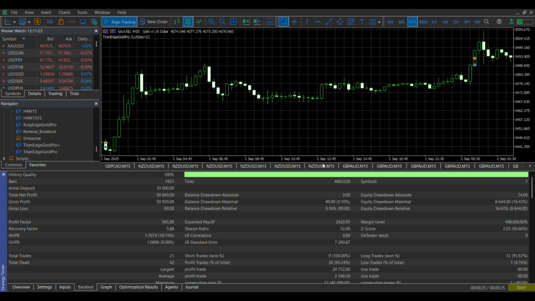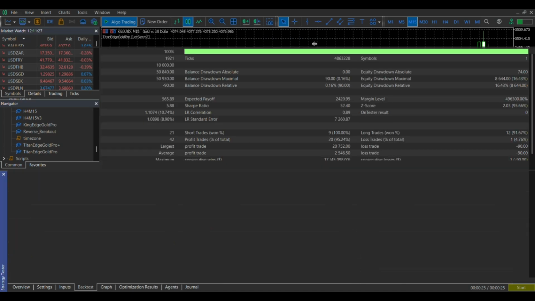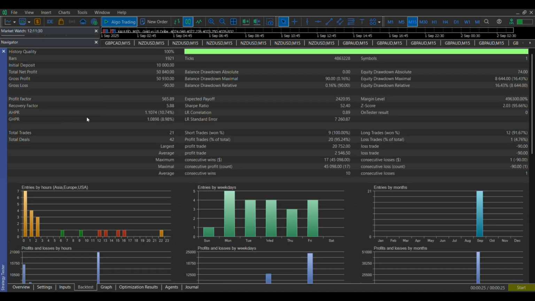As you can see, let me maximize the size of the screen. You can see the profit factor is 565 and the recovery factor is 5. And here you can see the win rate of the EA is 95.24% in 1 month. Further, we will move to the 1 year of the backtest. It may change, it may not.